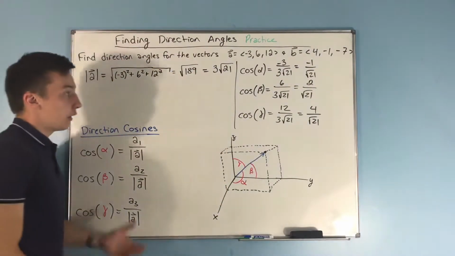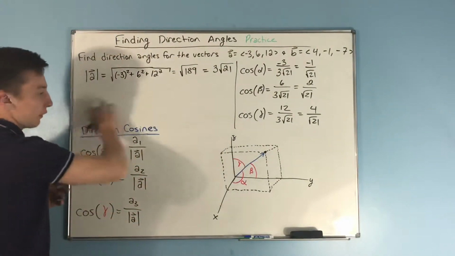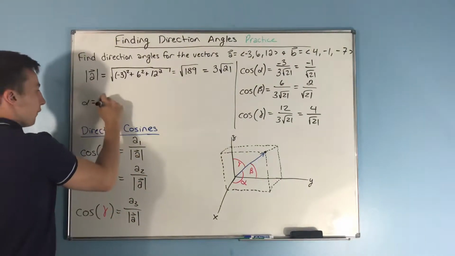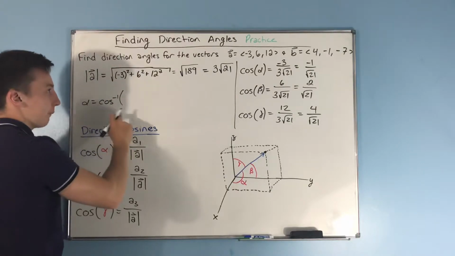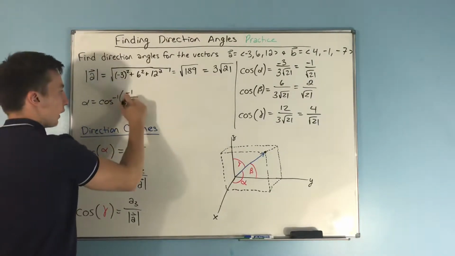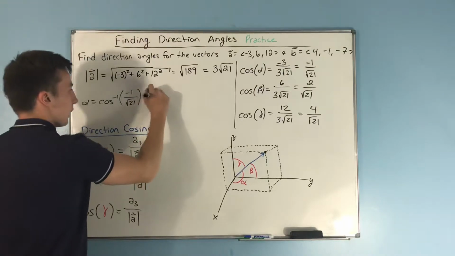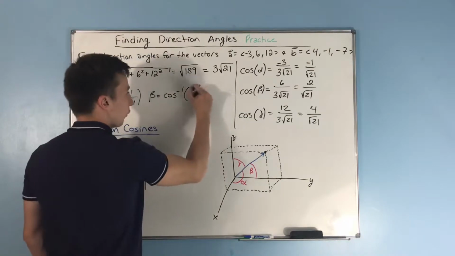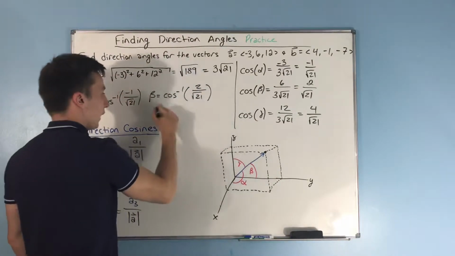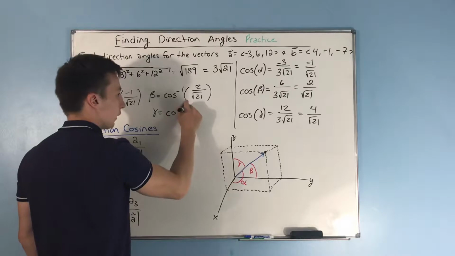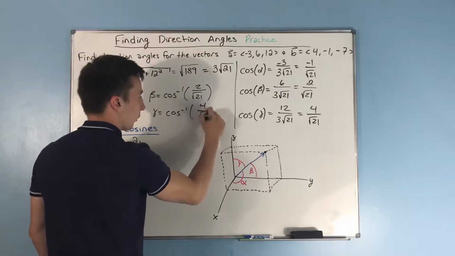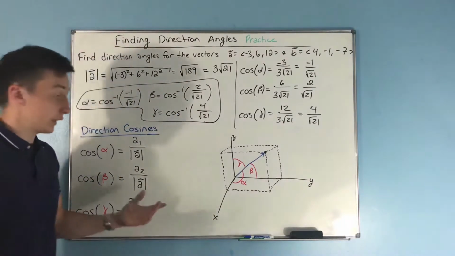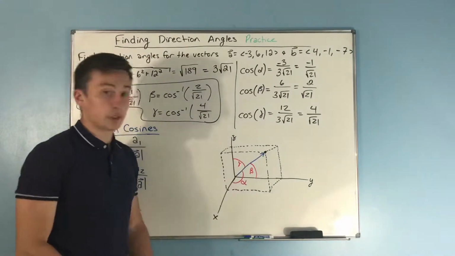All right, so finally you get that alpha is equal to the inverse cosine of -1 over rad 21. You get that beta is equal to the inverse cosine of 2 over rad 21, and you get that gamma is equal to the inverse cosine of 4 over rad 21. So there, right there, those are your direction angles. If you're not sure what those are telling you, there it is. That beautiful picture right there.